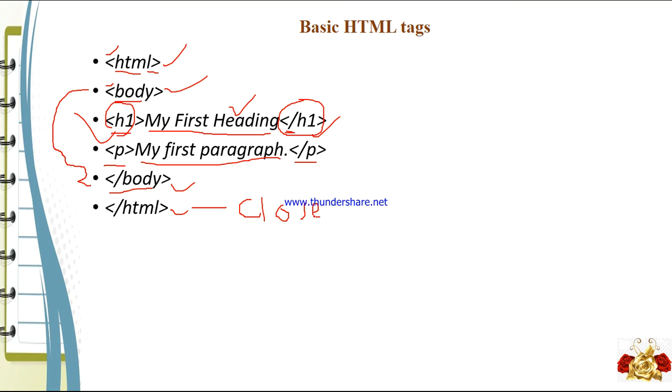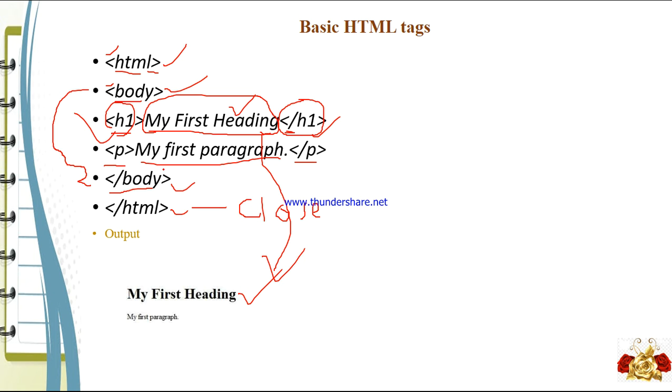The output of this program: my first heading and my first paragraph. This is my first heading, which specifies the heading. Second, the first paragraph specifies the paragraph. This is the output for this program, a simple HTML program using tags.